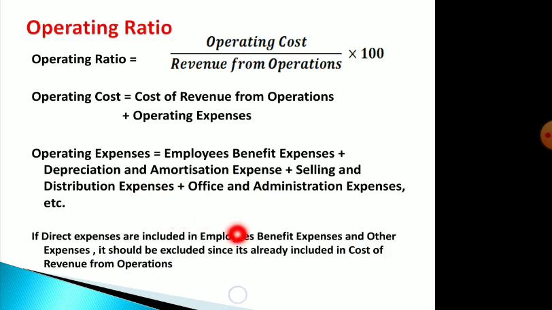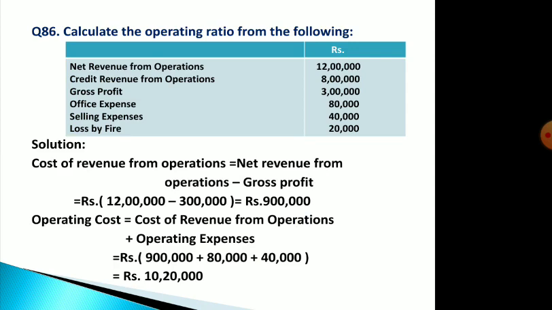Now, one more thing you have to keep in mind: if direct expenses are included in employees' benefit expenses and other expenses, they should be excluded since they are already included in the cost of revenue from operation. In some questions you will get a statement of P&L, and also some notes to account where the direct expenses will be further subdivided. In those cases we have to include and exclude some of the things, so we can discuss it later while we solve some questions. So let's start with the practical question from GK Goel, question number 86.